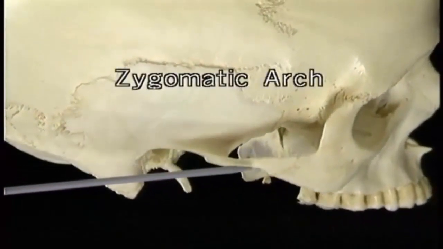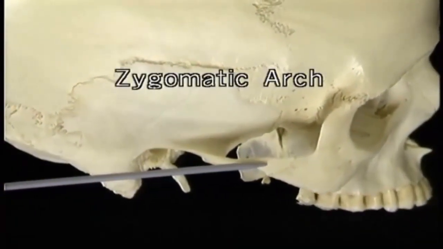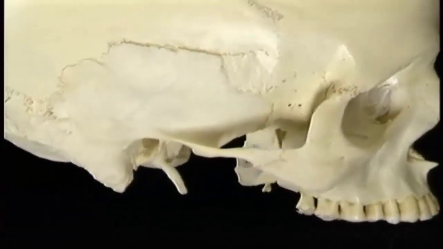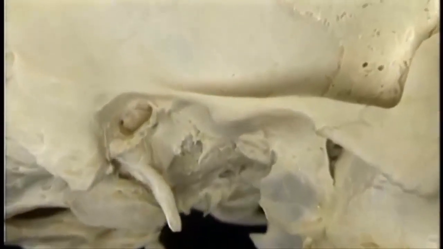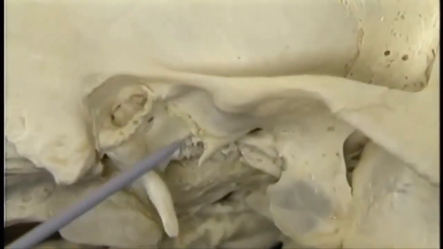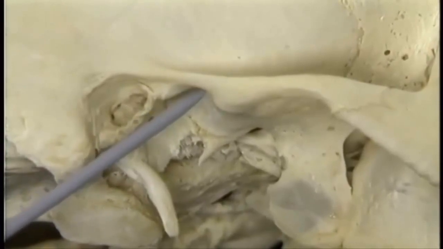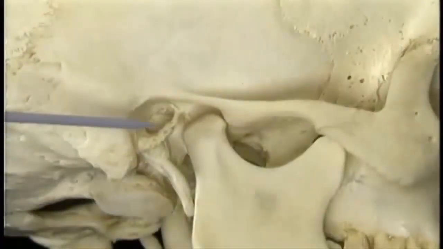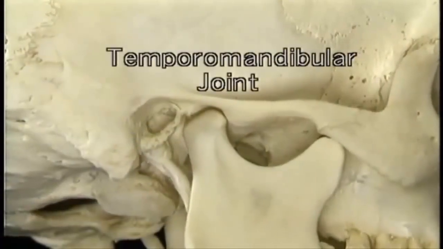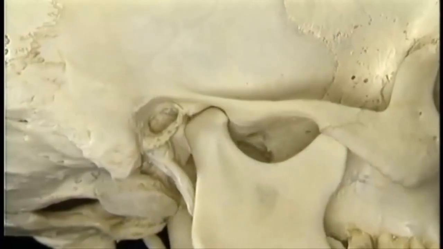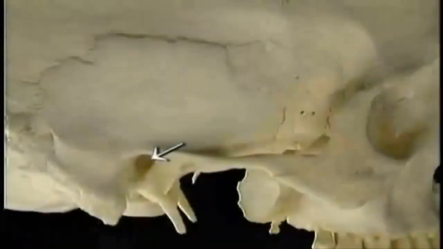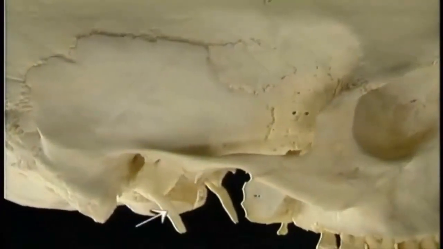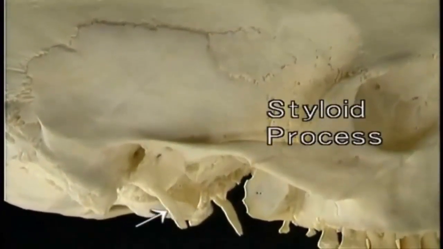This is the zygomatic arch, formed largely by the temporal bone and partly by the adjoining zygomatic bone. Here on the underside of the root of the zygomatic arch, this complex curved surface articulates with the condyle of the mandible to form the temporomandibular joint. This is the external auditory meatus leading to the middle ear. This long, sharp projection is the styloid process.